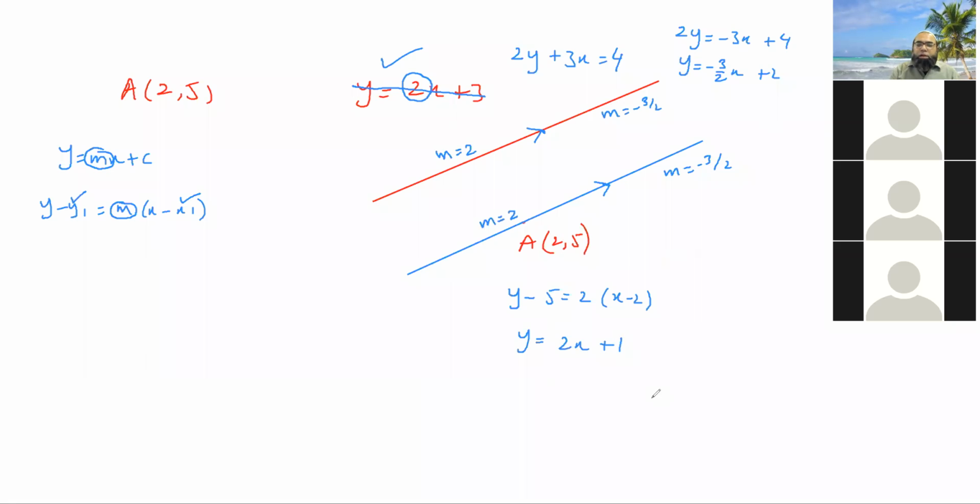Now suppose, instead of this parallel situation, you have been given a line. Let's say there's a line like this, and the equation of this line is 3y minus 4x equal to 7. Then there is a point here, point A, which is let's say 6 comma 1. Now we have to write the equation of a line which is perpendicular to this line. Let me just show you that line. Suppose that line is like this.